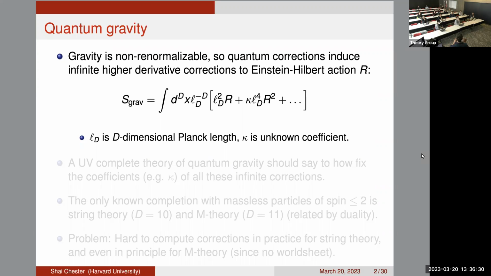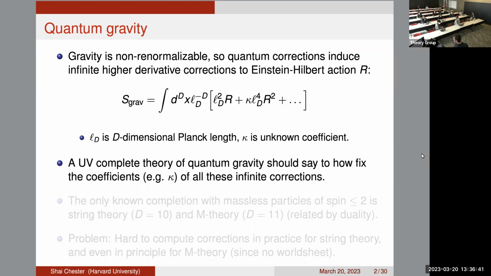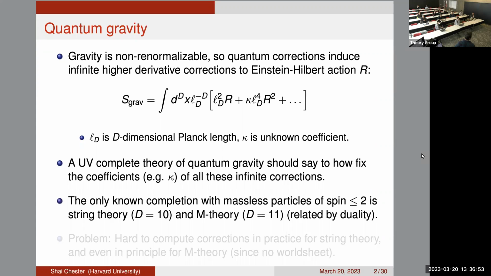But generally speaking, there are high derivative corrections, and the coefficients of these high derivative corrections are unknown a priori. What it means to have a UV complete theory of quantum gravity is that it should be some theory which tells us how to fix all these coefficients kappa of the infinite high derivative corrections which are induced by loops. If you can do that, then you have a UV complete theory of quantum gravity. There are only two such UV complete theories that we know of, which have massless particles of spin 2 or lower, which is what we want because that's what is physical.